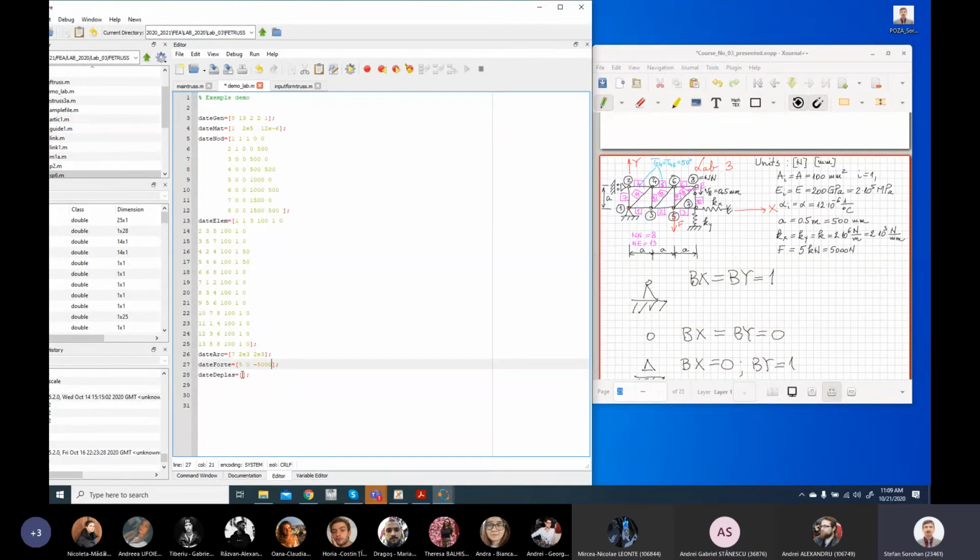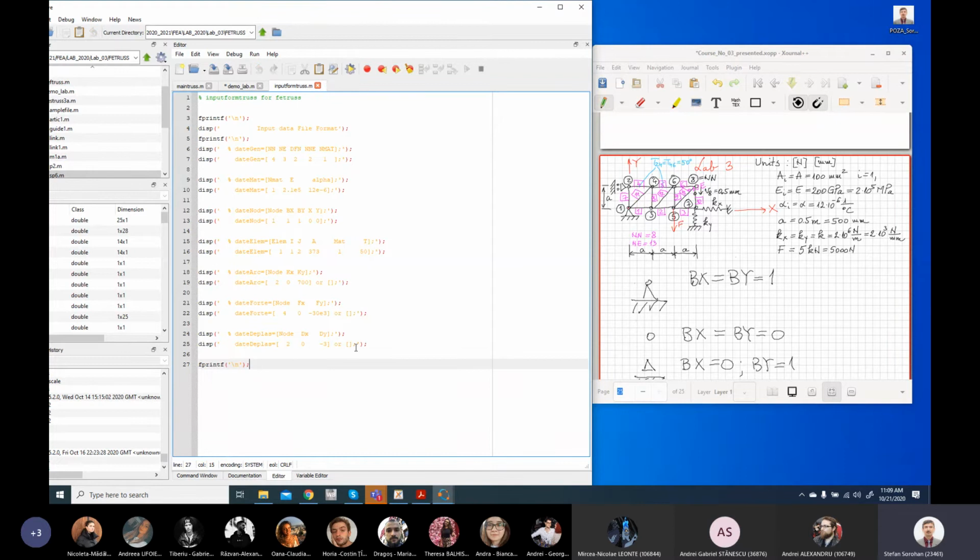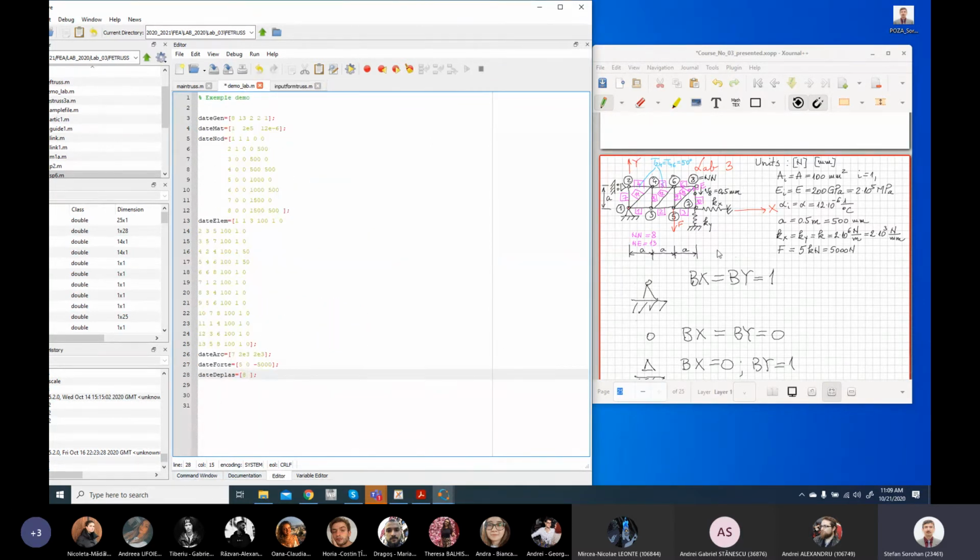And the next is the non-zero imposed displacement. I have one. Where? Here. In which node? In node number 8. According to this format here, you can see the X and the Y displacement. So let's complete here. I have not imposed a displacement along X, so I will take 0, and this V is in the opposite direction of this Y, so I will take minus 0.5 millimeter.